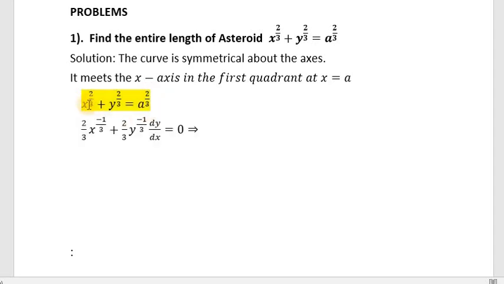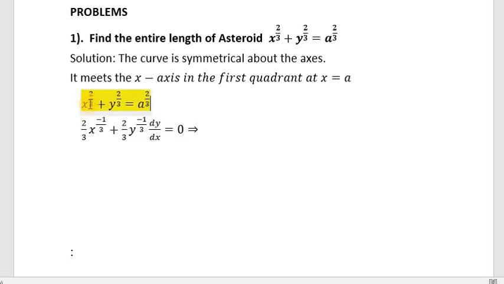By differentiating x to the power of 2/3 plus y to the power of 2/3 equal to a to the power of 2/3, we get 2/3 x to the power of minus 1/3 plus 2/3 y to the power of minus 1/3 into dy/dx equal to 0, because the derivative of a to the power of 2/3, which is a constant, with respect to x is 0.